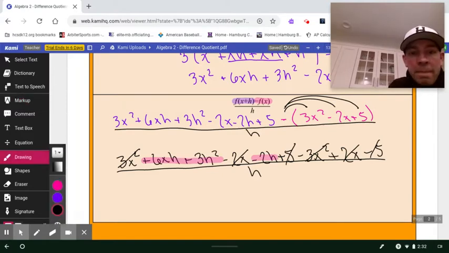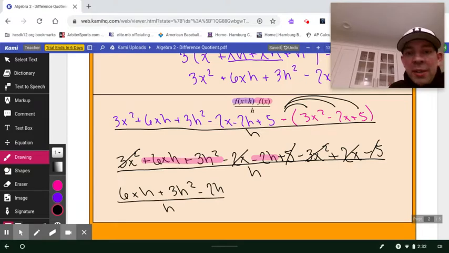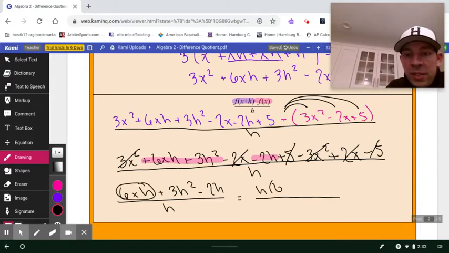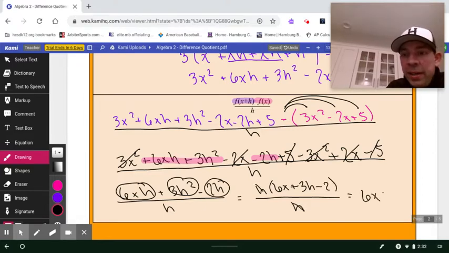So let's rewrite it: 6xh plus 3h squared minus 2h, all over h. Now to simplify this, I'm going to factor out a GCF of h from that numerator. So this term becomes 6x, this term becomes 3h, and this term becomes minus 2. Now we can cancel, and our final answer today is 6x plus 3h minus 2, and that's where we stop today, okay?